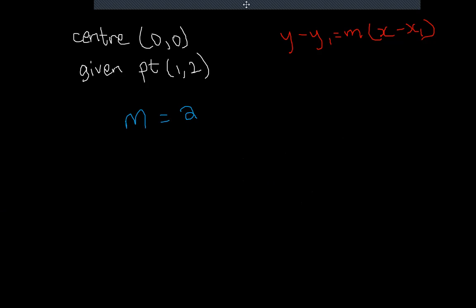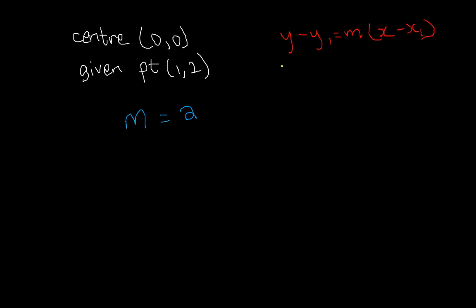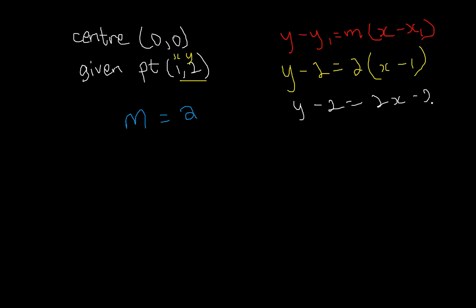Now let me prove that, because if I can't prove it, why should you believe it? You put back your y. I want to use this point first, my given point. So this is x, this is y. y minus y1, which is 2, is equal to m, which is 2, put back the x, minus x1, which is 1. Now we need to make y the subject of the formula. So this becomes y minus 2. I could expand these brackets to get 2x minus 2. I need to add 2 on both sides.